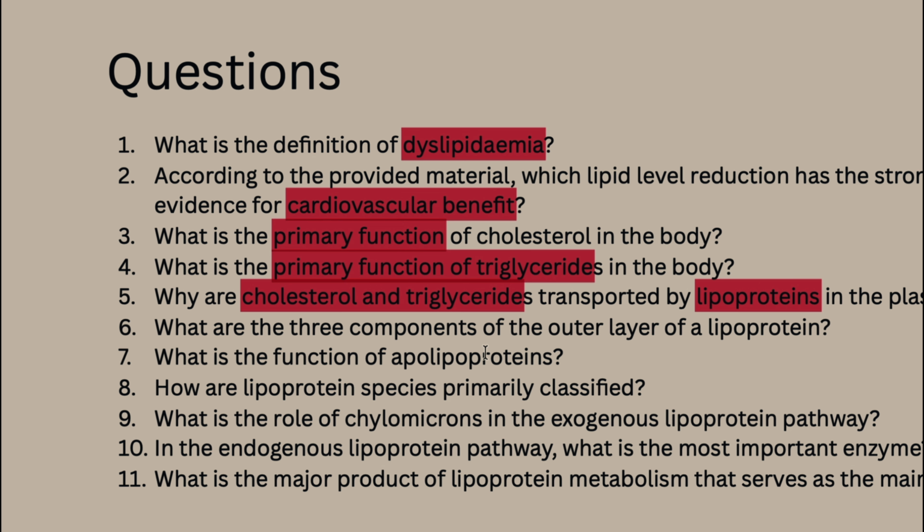Let's look at question 6. What are the 3 components of the outer layer of a lipoprotein? And those 3 components will be free cholesterol, phospholipids, apolipoproteins, and these components form a hydrophilic surface that allows transport through plasma.